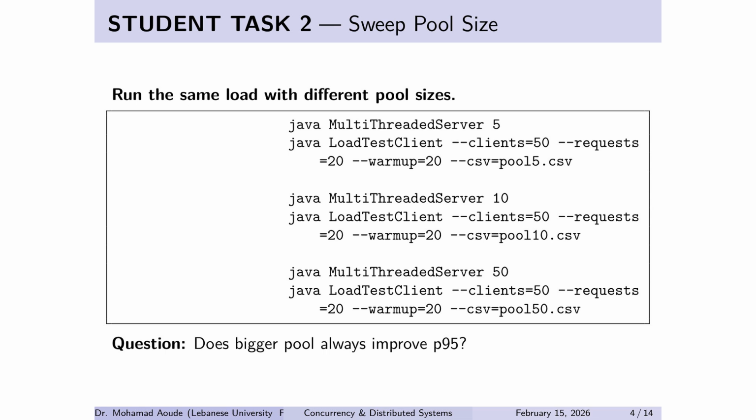Now we change one variable, the pool size: 5 threads, 10 threads, 50 threads. Same load, same machine, same workload. Now ask the critical question. Does a bigger pool always improve performance? Intuitively, many students assume yes, more threads means more parallelism. But engineering doesn't reward intuition, it rewards measurements. Watch what happens to P95. Watch what happens to throughput. There is always a sweet spot. And finding that sweet spot is what separates engineering from guessing.